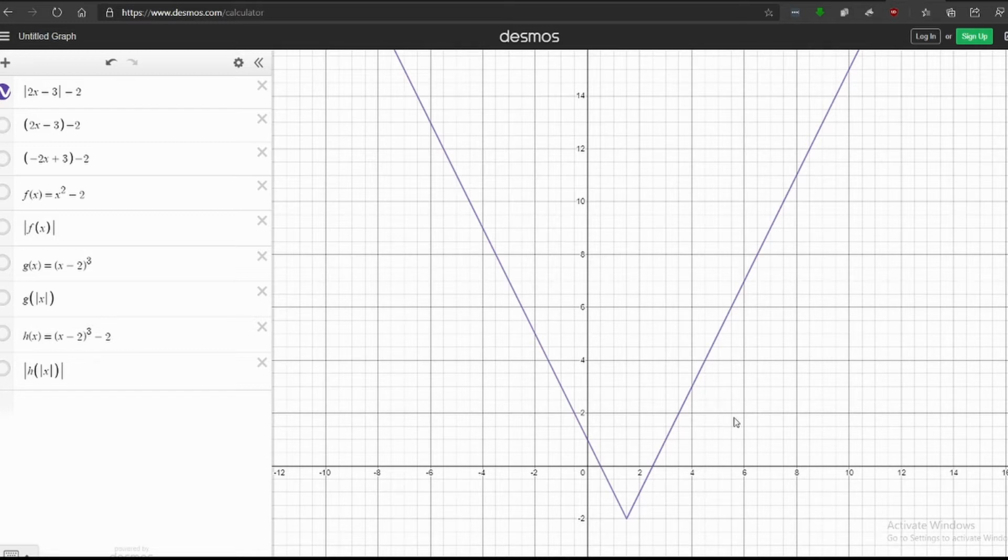So the first thing you want to do, similar to what you do with a quadratic in vertex form, is find the vertex. Now the vertex is found the same way that you find the vertex in parabolas. So notice here, this is 1.5 and negative 2. That's the vertex of the absolute value function.